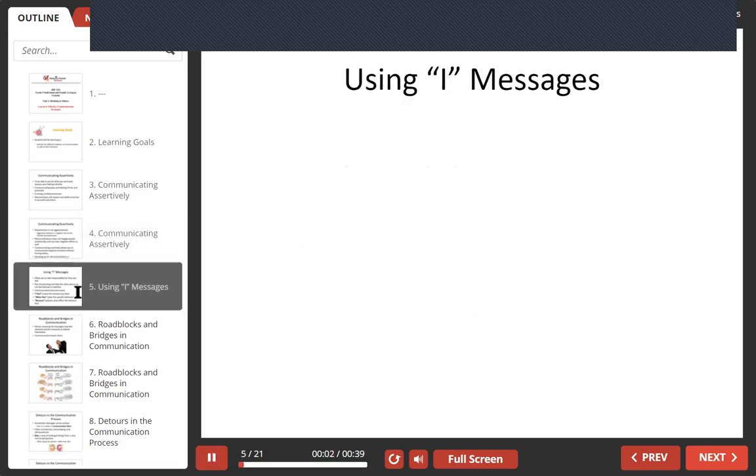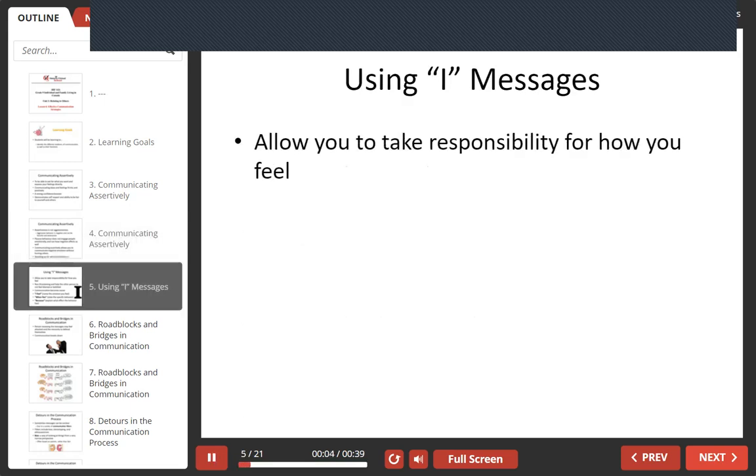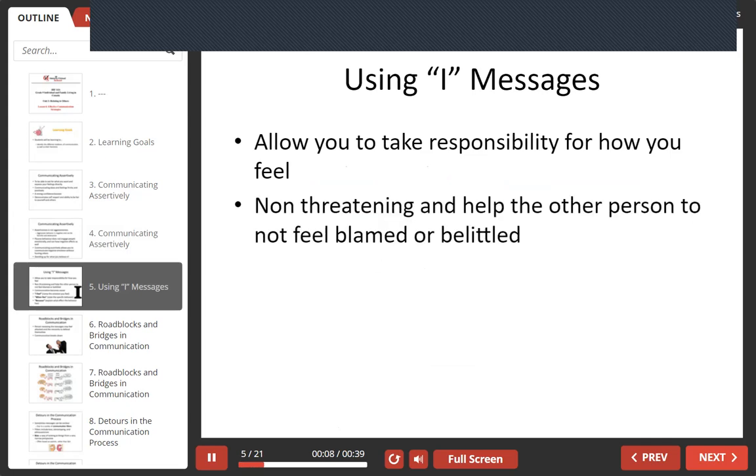Using I messages can allow you to take responsibility for how you feel. These are non-threatening and they help the other person to not feel blamed or belittled. This is where communication becomes easier.